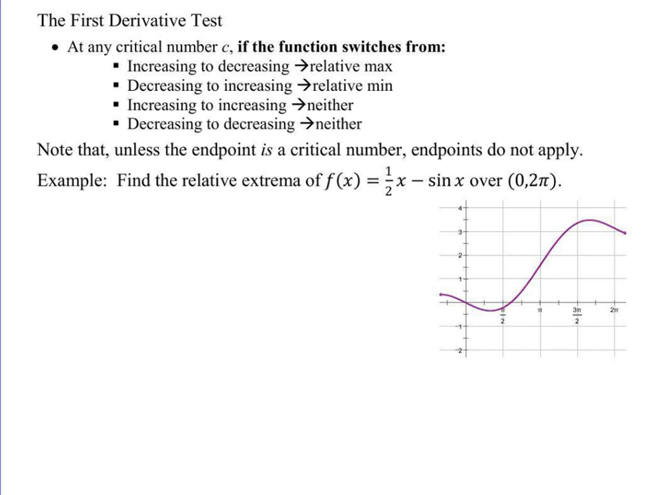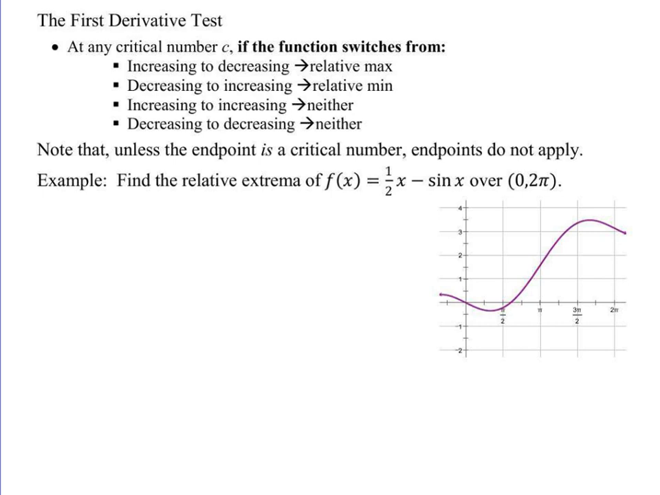Now we can talk about the first derivative test. This is the first derivative test right here, that bullet point. At any critical number, if the function switches from increasing to decreasing, you have a relative max. If it switches from decreasing to increasing, you have a relative minimum. If it goes from increasing and stays increasing, then it's neither a max or a min. And the same thing is true for decreasing to decreasing.